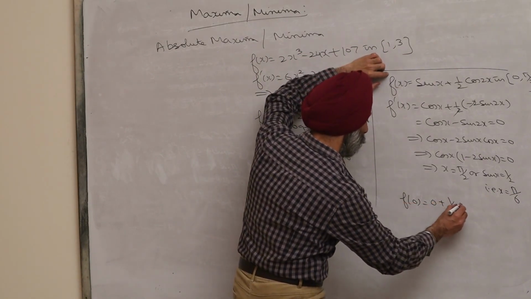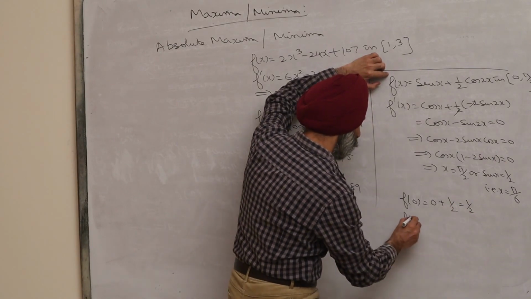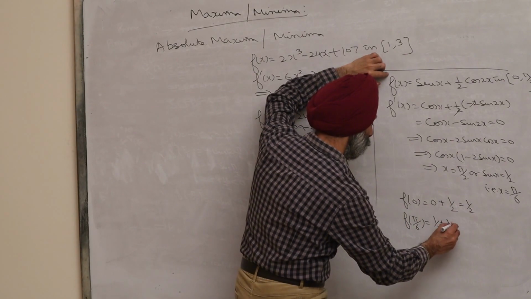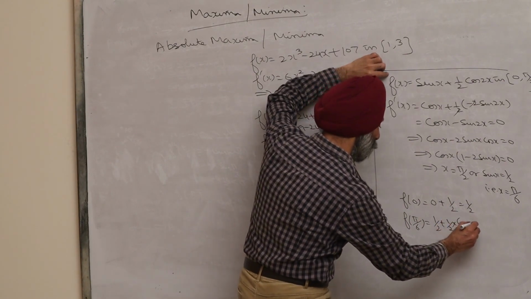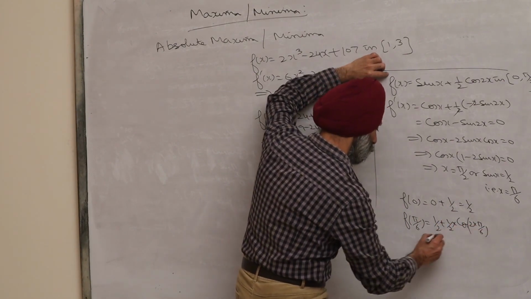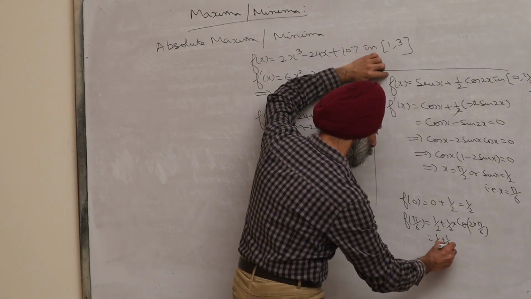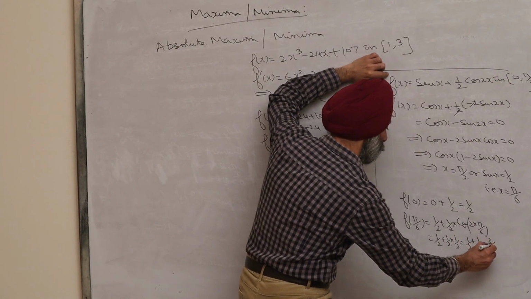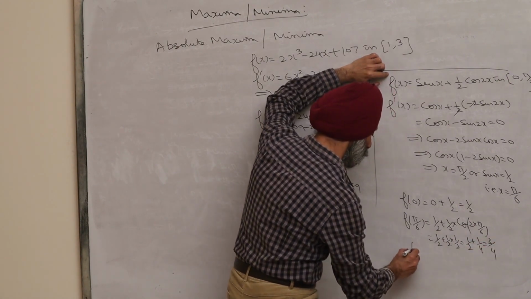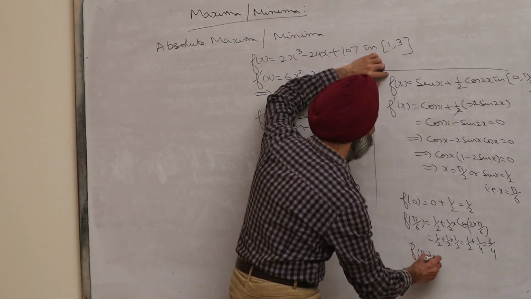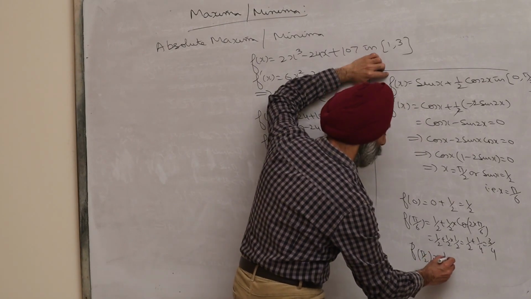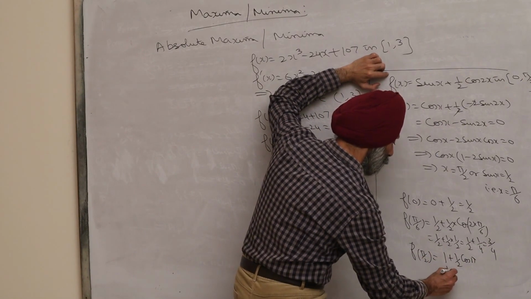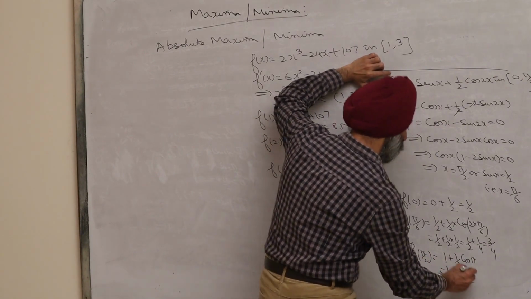Since we have to find the absolute maximum and absolute minimum, f of 0 is 0 plus half, which is equal to half. f of pi by 6 is sin 30, which is half, plus half of cos of 2 into pi by 6, which is half, plus half into half, which is half plus 1 by 4, which is 3 by 4. And next one is f of pi by 2. This is 1 plus half of cos pi, 1 minus half, this is half.